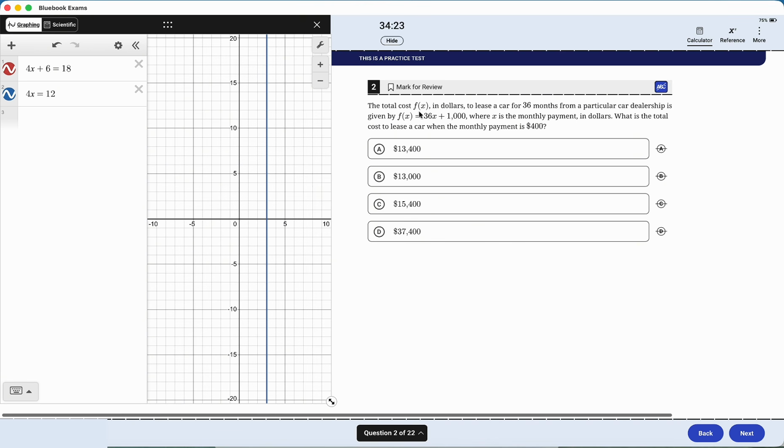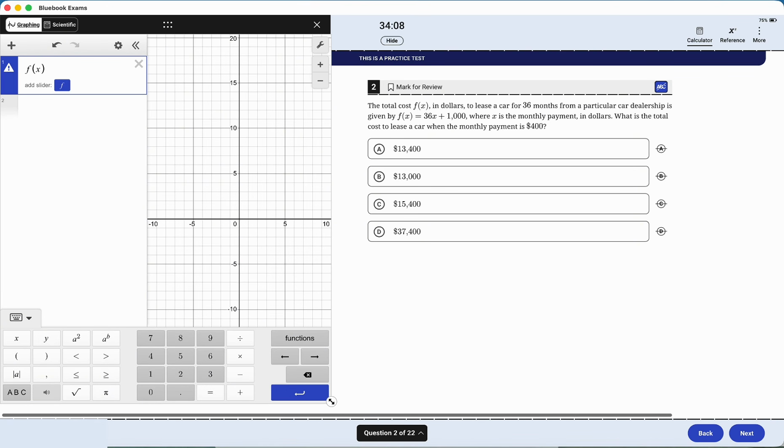Next one, function. It says the total cost f of x to lease a car for 36 months is given by this equation, where x is the monthly payment. What is the total cost to lease a car when the monthly payment is 400? So functions are really simple, right? Because a function just has two variables like x and y, right? They're always going to tell you what the variables are, so that's an important part of reading it, right?